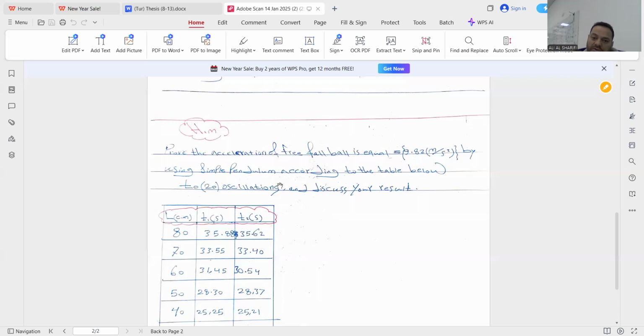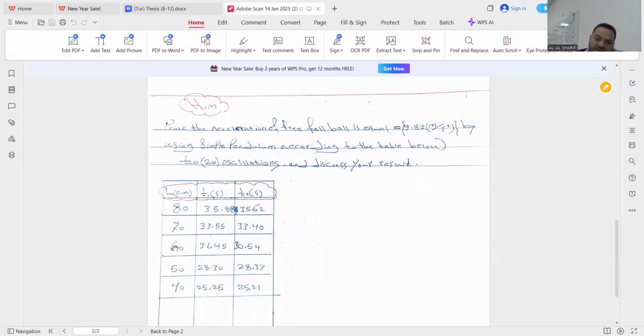Using a simple pendulum, according to the table below, 220 oscillations. Here, be careful, the situation is different from 20 oscillations. Discuss the results, the columns and the results. You need to solve it because I want to see this solution in your notebook next week.